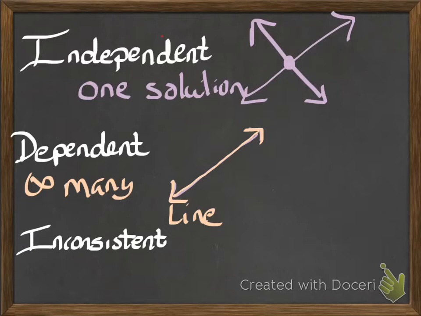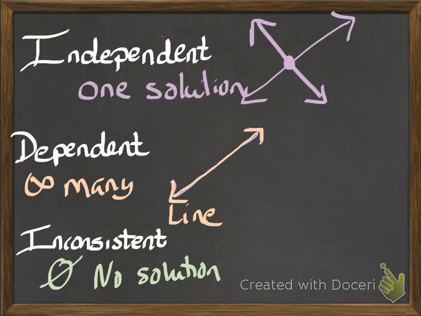The equation of the line. And inconsistent is the last one, and that is when we have no solution. So this is when the slopes are the same and b is different.